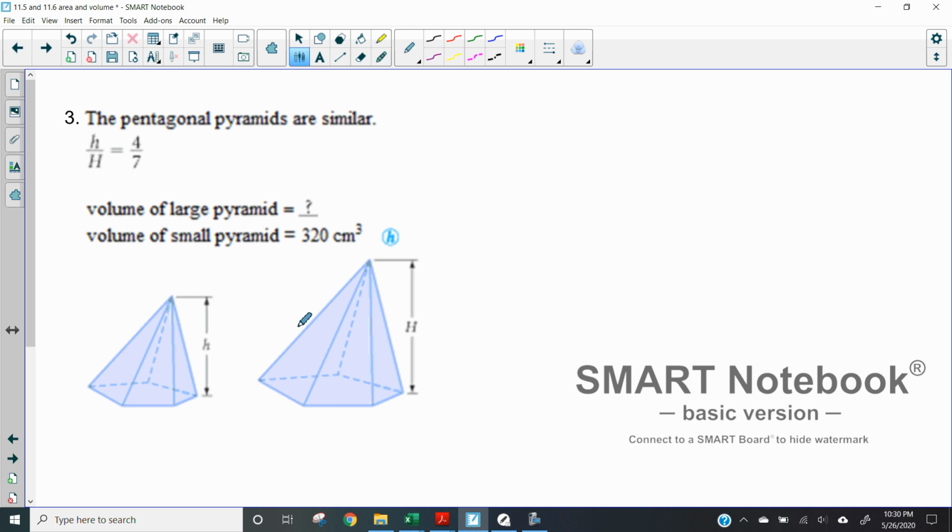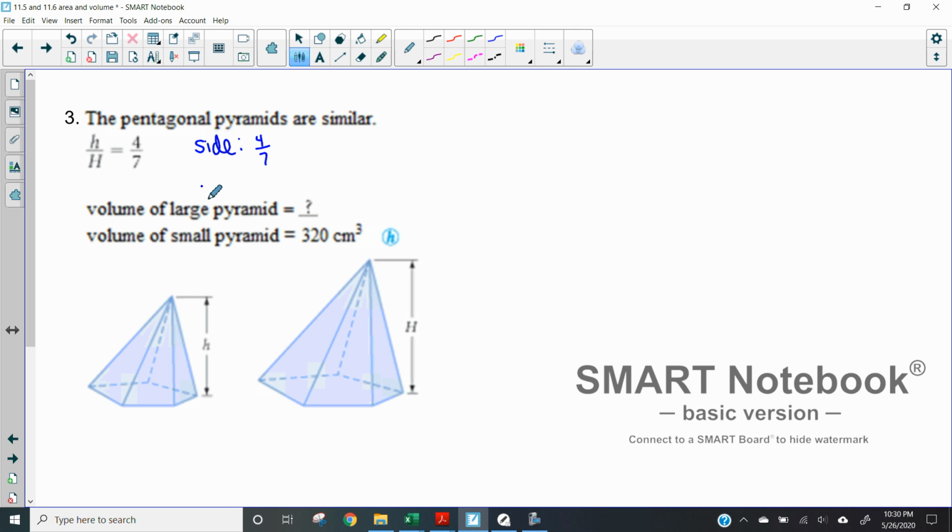Number 3, we have two similar pentagonal pyramids. Now look what they're giving you. H over H, that ratio is 4 over 7. That's a one-dimensional measurement, so this is kind of the equivalent of the side ratio. Those are not technically called sides, but we'll have like three baskets we lump these in. We've either got the side ratio, the area ratio, or the volume ratio.